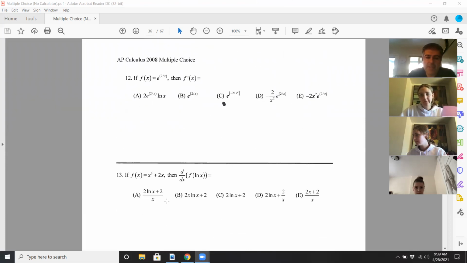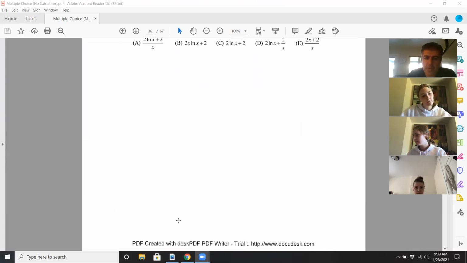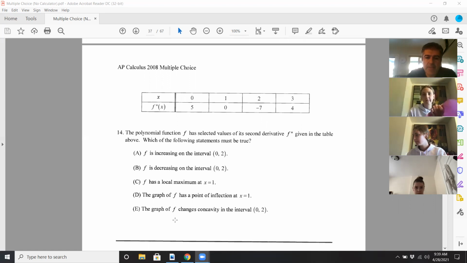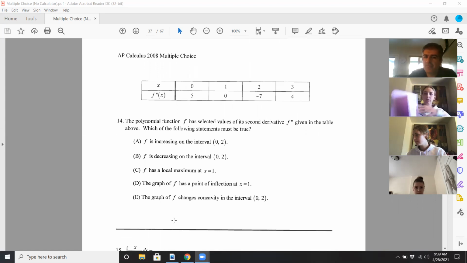Nope. Okay. So again, those you want to kind of go through quickly. Take a look at 14. Here they give you the second derivative. I'll give you guys probably 2 minutes to think about it. Then after that, we'll do some implicit differentiation problems. We'll take a look at 14. And I'll pause the recording right now.